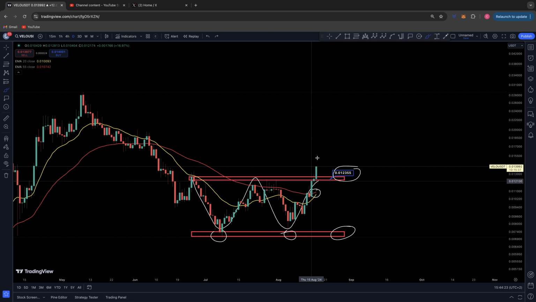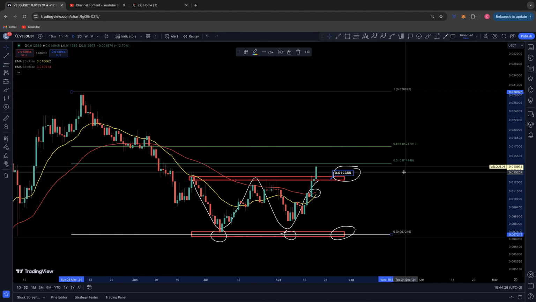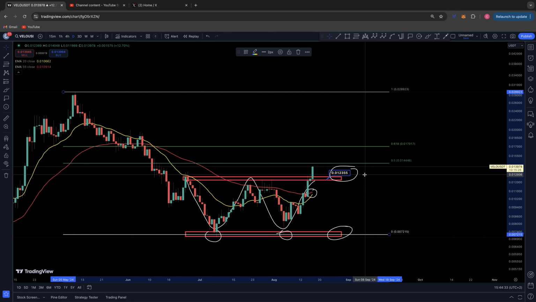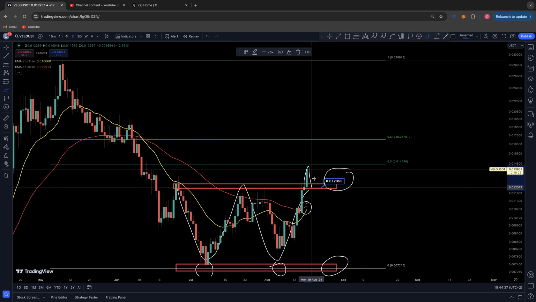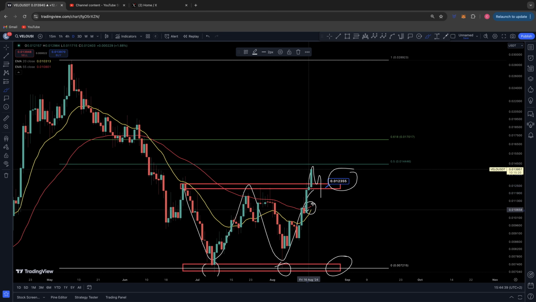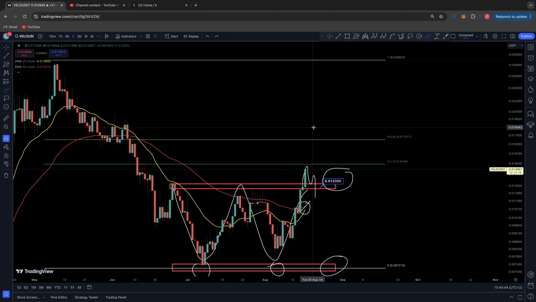If we can see continuation here, as I said, we do have resistance above at 0.014. Okay, so this is where I think VELO right now is trying to get to. If we can get to this target and have a pullback from this range into this bullish cross, as this bullish cross is forming, backtest the bullish cross as support, I think we're good for continuation.